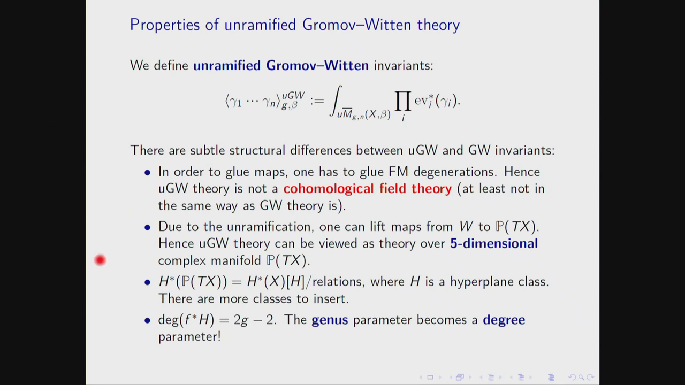I don't know how to put it in some kind of bigger framework. I know that five complex dimensions appear in some papers and some considerations, similar to, in which also Gopakumar-Vafa invariants appear, but I don't know if it's part of that story. Okay, so those are the properties of unramified Gromov-Witten invariants.